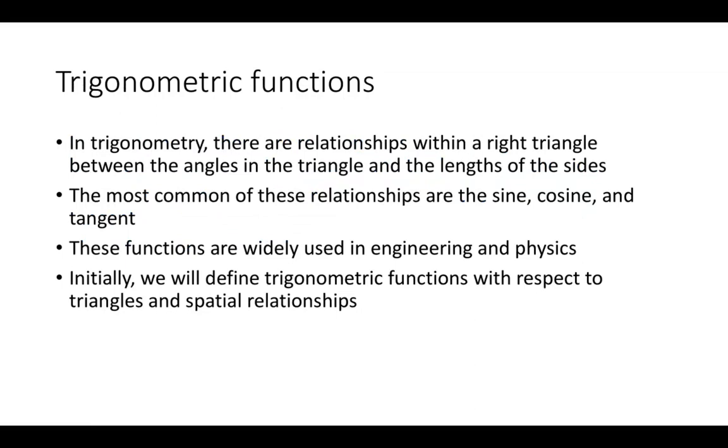So as you know, in trig there are relationships within a right triangle. A right triangle means one of the angles is 90 degrees. The two sides that are adjacent to the 90-degree angle are known as the legs, and the third side, opposite the right angle, is known as the hypotenuse. The most common of these relationships are sine, cosine, and tangent, and in fact we rarely use anything other than sine, cosine, and tangent.